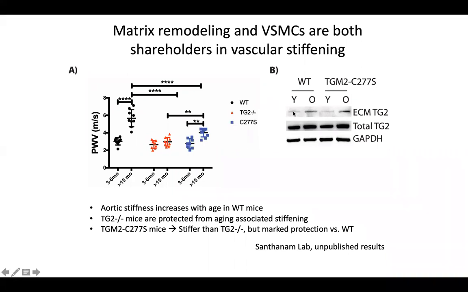And we can see here that this nitric oxide regulation of tissue transglutaminase is actually still present. So if you take the young and old mice from wild type and these mutant mice, we see that aging actually still does increase matrix associated TG2. So the secretion of TG2 as it pertains to nitrosylation is still preserved.